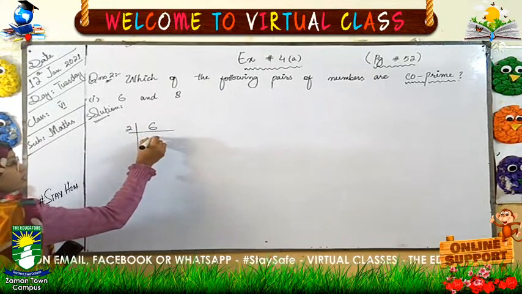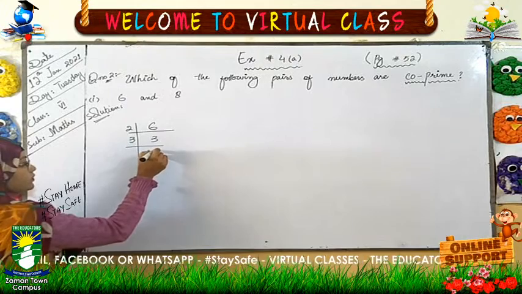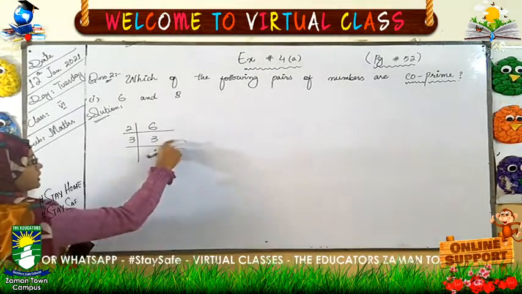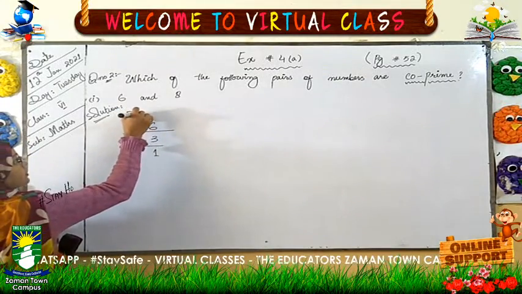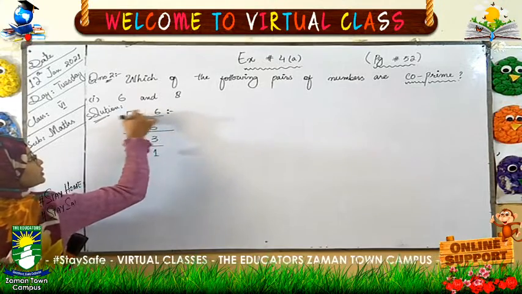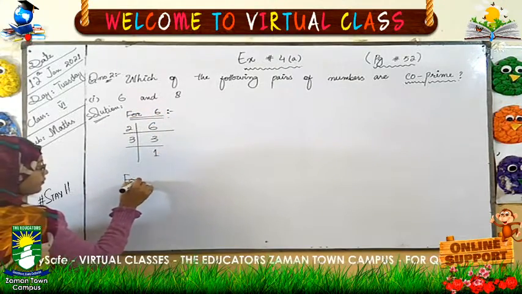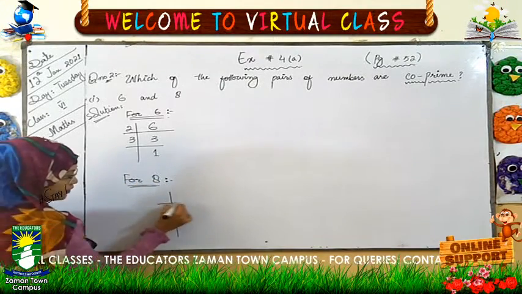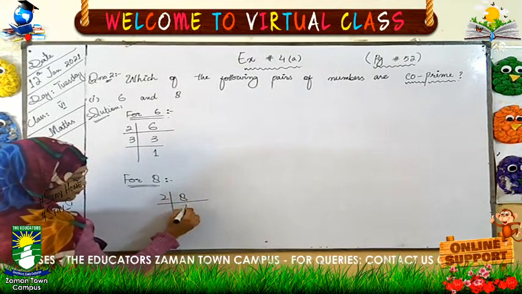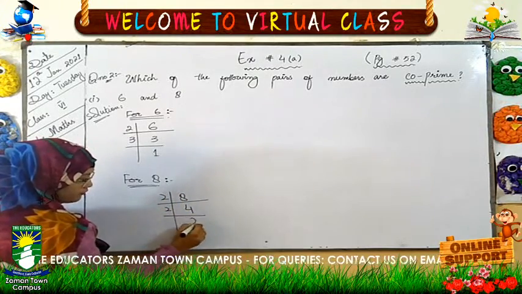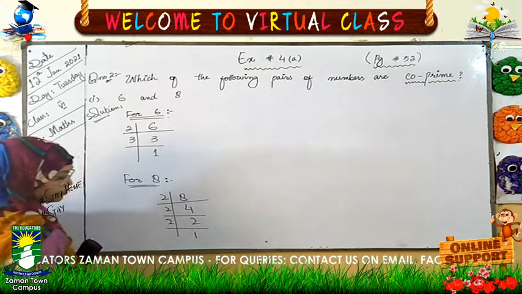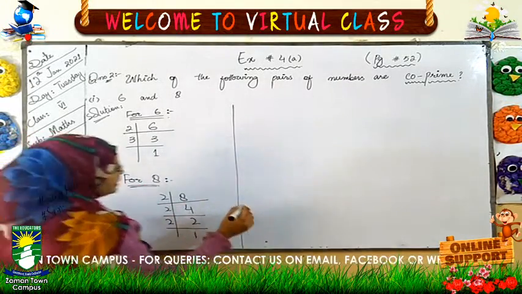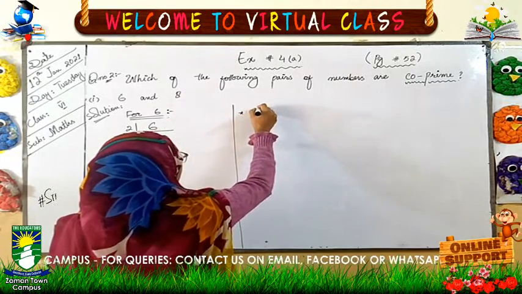2 3s are 6, then 3 ones are 3. As we know, 2, 3 and 1 are the factors of 6. Here you can put the heading for 6, then you will write down for 8. Now find the factors of 8. 2 4s are 8, 2 2s are 4, then 2 ones are 2. These are the factors of 8. Now in the next step, we will write down the common factors.